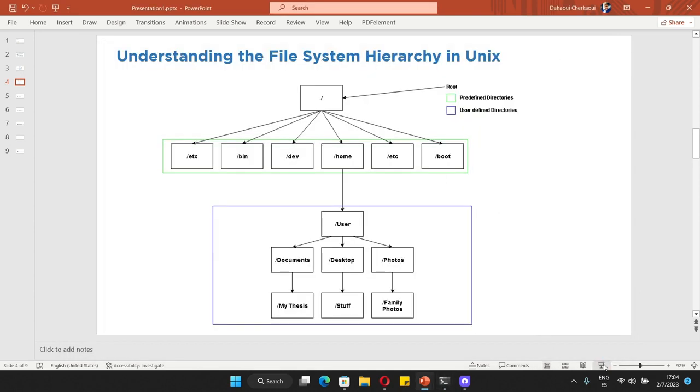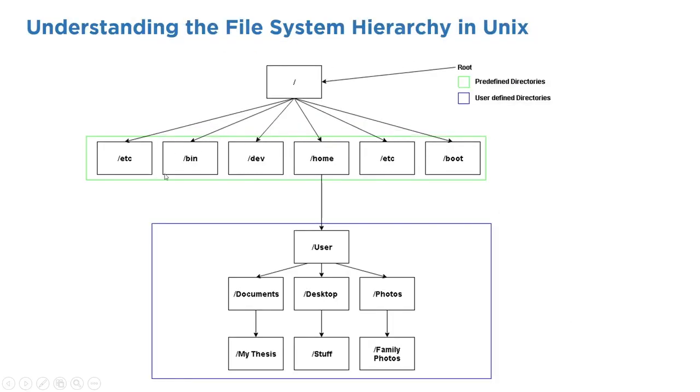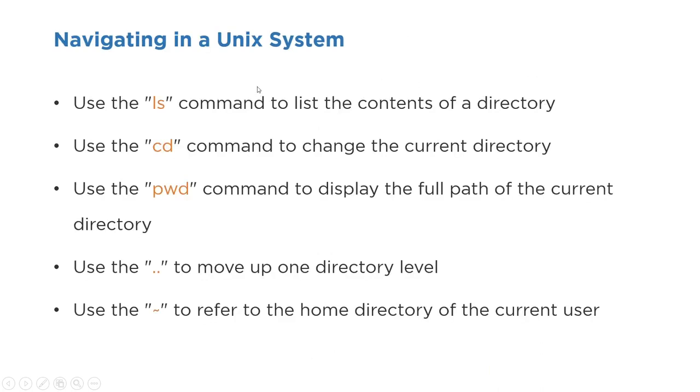Okay, and from the root directory we will see other folders here, like etc, bin, dev, home, and so on. These are predefined folders. These are required by the Unix system. And there are some user-defined folders like documents, and any other folders. So there is one root folder, and from the root folder there are some predefined directories or folders, and then user-defined folders. Okay, so now let's talk about navigating in a Unix system.